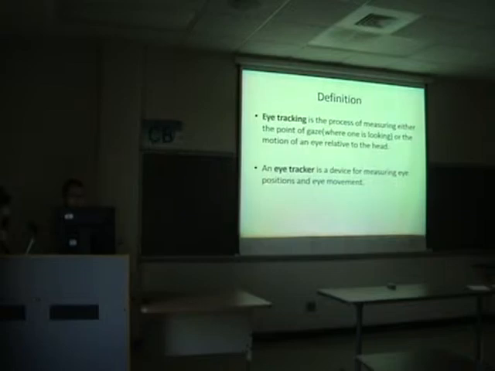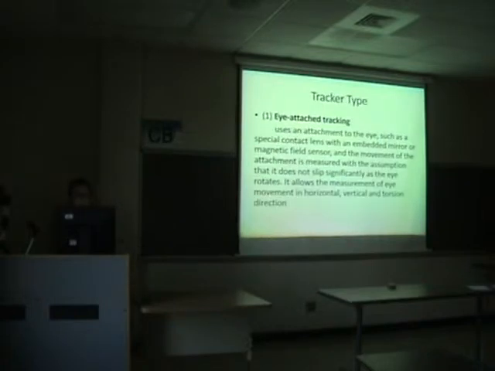Eye tracking is the process of measuring how your eyes move when you see things, images or events. The device we use to measure eye position and eye movement we call an eye tracker. There are three types of eye tracking devices. The first one we call eye-attached tracking, where we use an attachment to the eye directly.